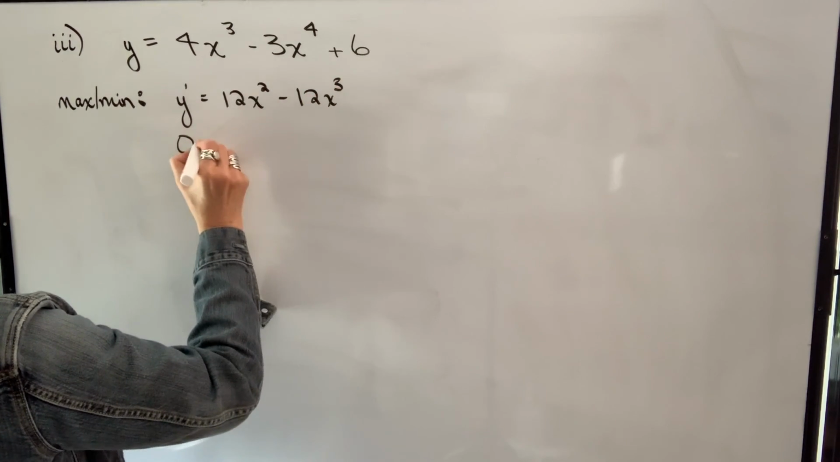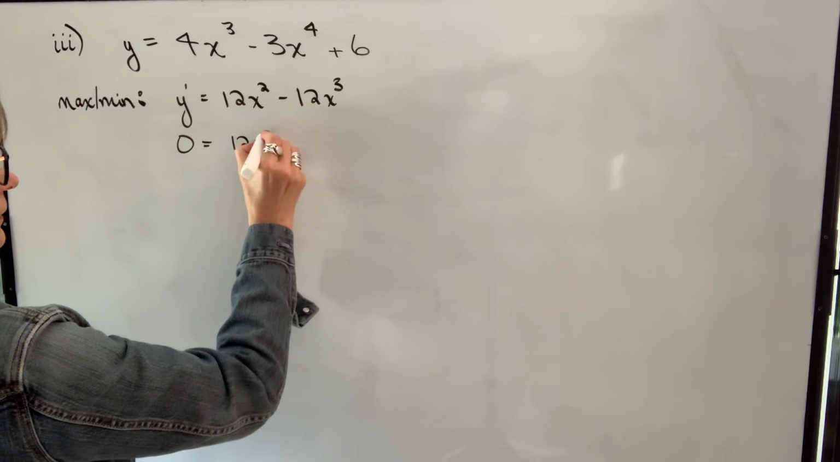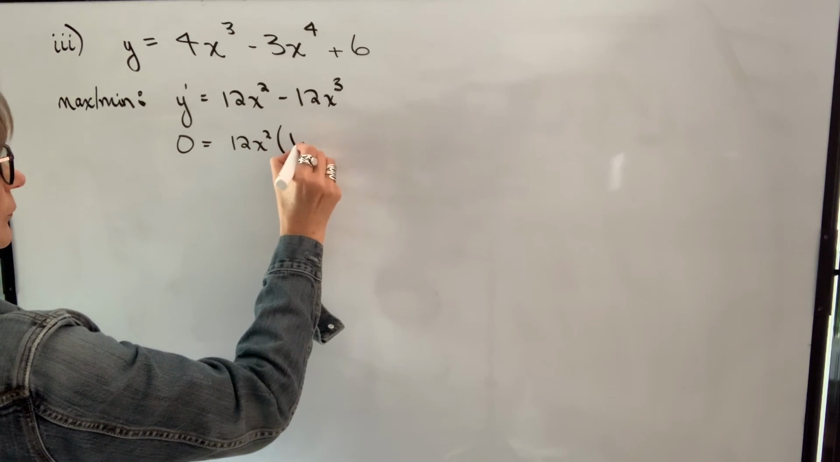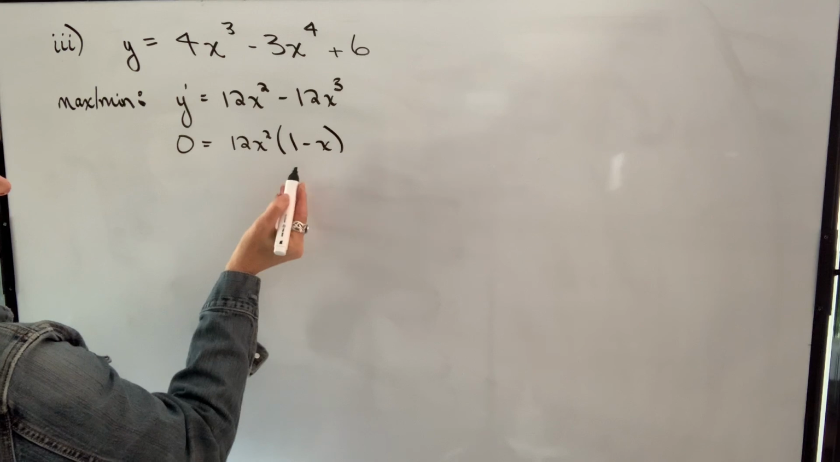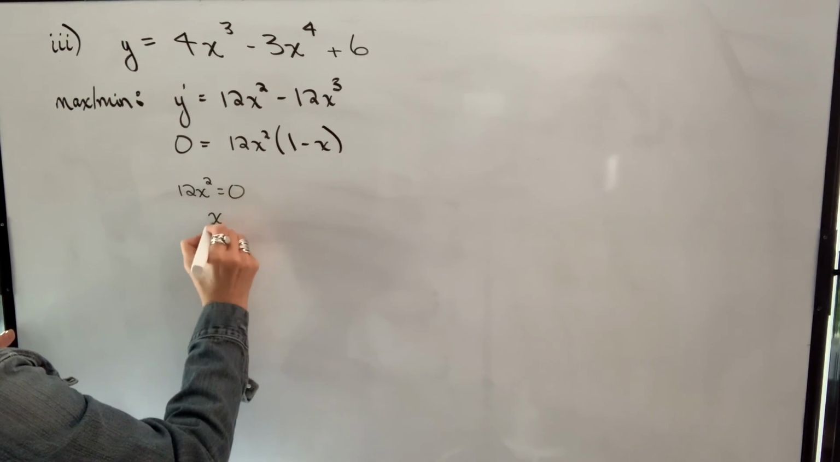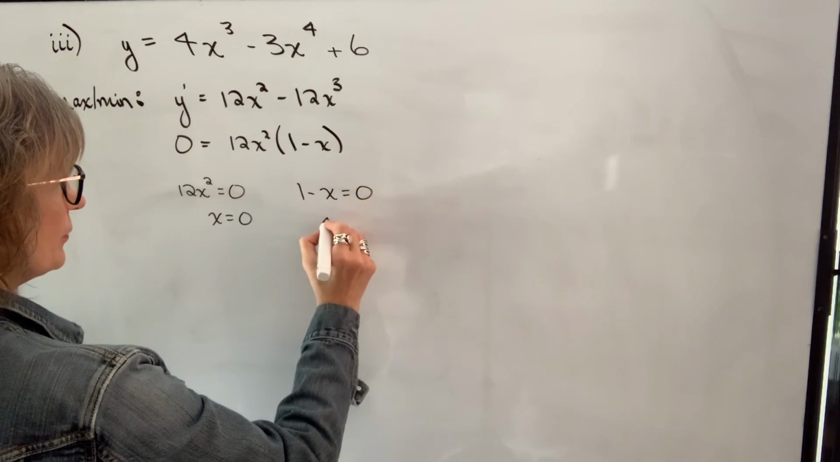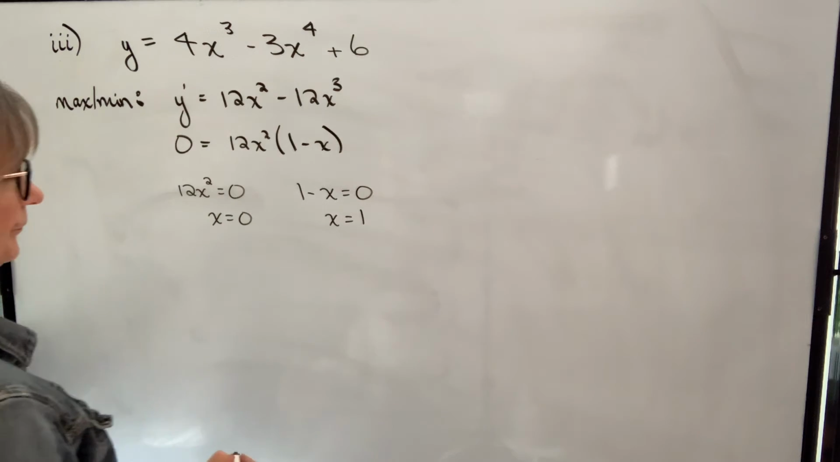Set it equal to 0. And I'm going to factor out a 12x squared, and I'll be left with 1 minus x. And we solve. So I'll get a solution if 12x squared is equal to 0, in which case x is equal to 0. I'll get a solution when 1 minus x is equal to 0, in which case x equals 1.